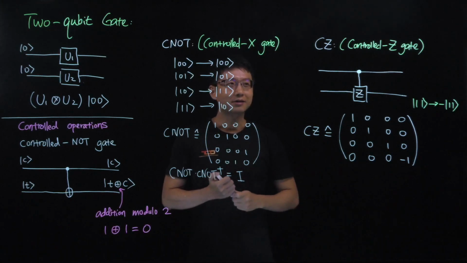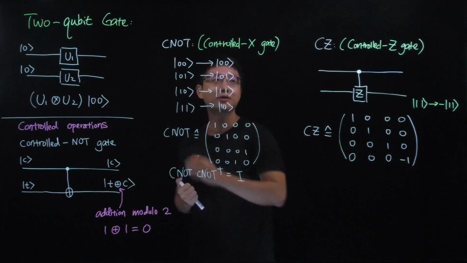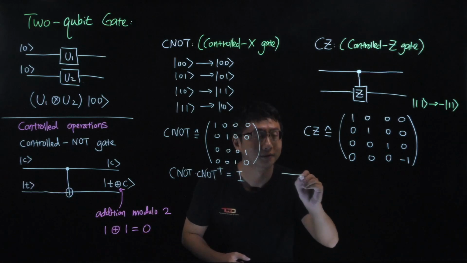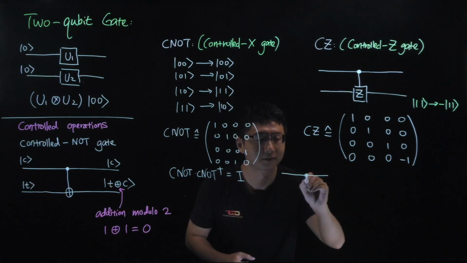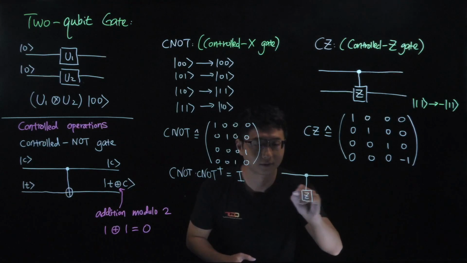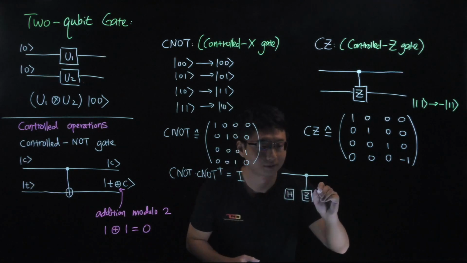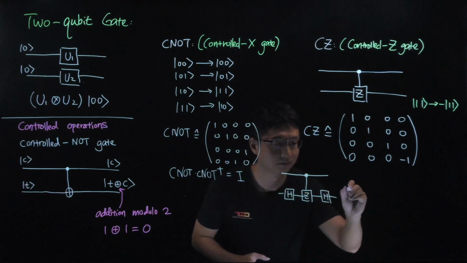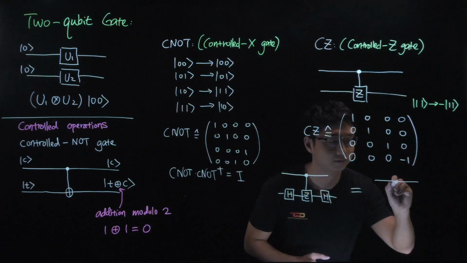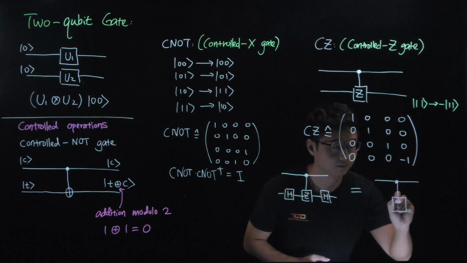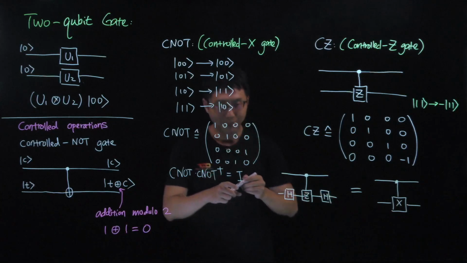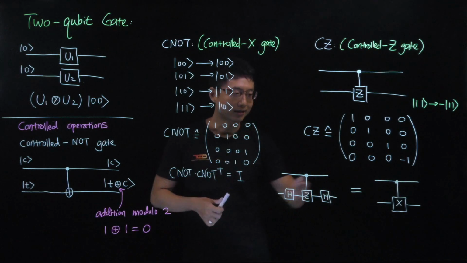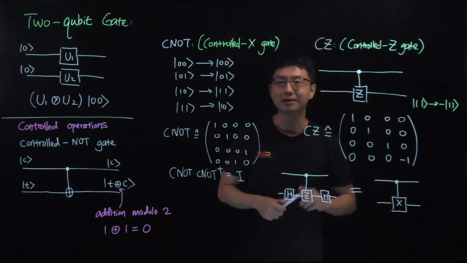We can also convince ourselves that it is possible to build the CNOT gate from the controlled Z gate. In fact, by adding a Hadamard on the left and the right together with the controlled Z gate, it is equivalent to the controlled X gate or the CNOT gate.